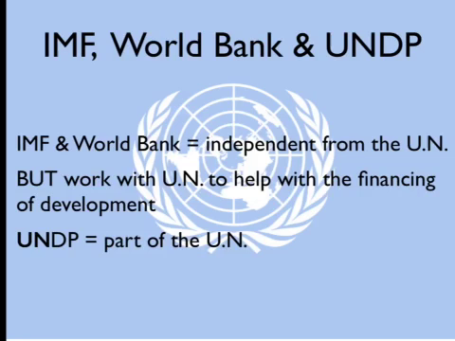The IMF, so International Monetary Fund, and World Bank are independent from the United Nations, but they work with the United Nations to help with the financing of development. So they are not the same, but they work together. On the other hand, the UNDP, as the name shows, belongs to the United Nations. So we have 3 organizations, 2 independent from the United Nations and 1 part of the United Nations.